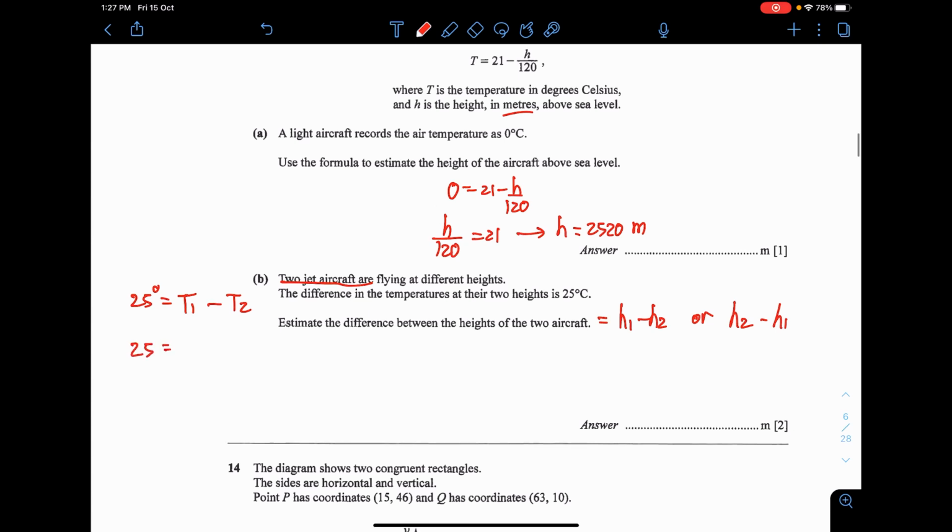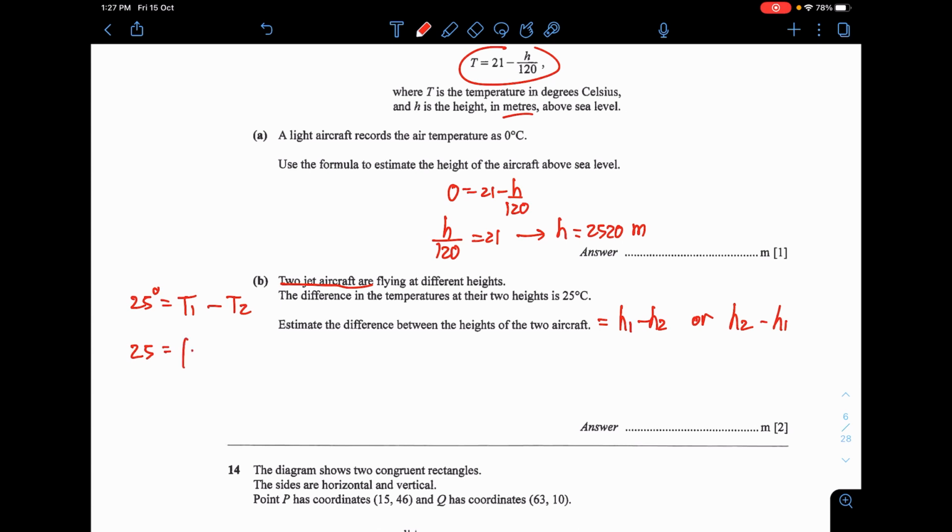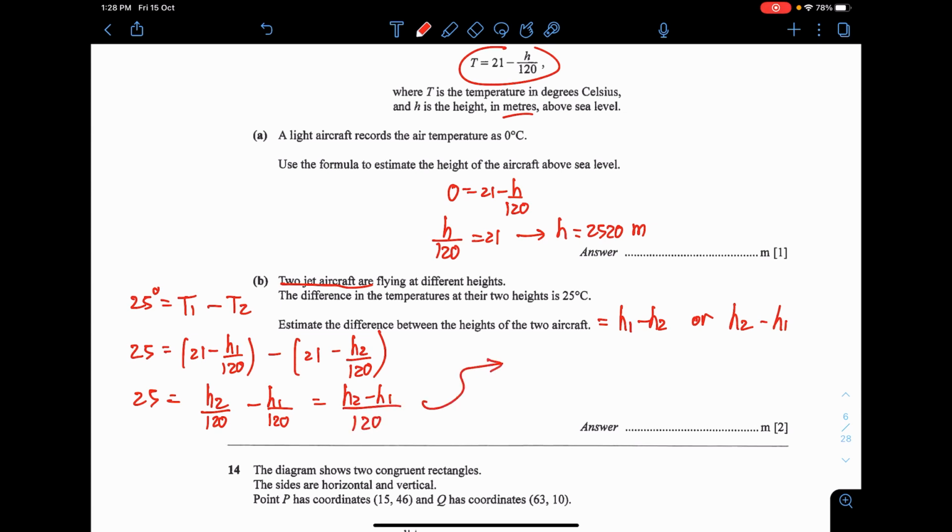Now T1, I'm just using the formula from the beginning. So I just put 21 minus H1 over 120 minus 21 minus H2 over 120. So I expand it. The 21 will cancel each other, leaving me with H2 over 120 minus H1 over 120. I can collect them into the same denominator by the way. Then I cross multiply. The 120 multiplied by 25, I'll get 3,000. And there you go, this is H2 minus H1. The difference of the height is actually 3,000 meter.